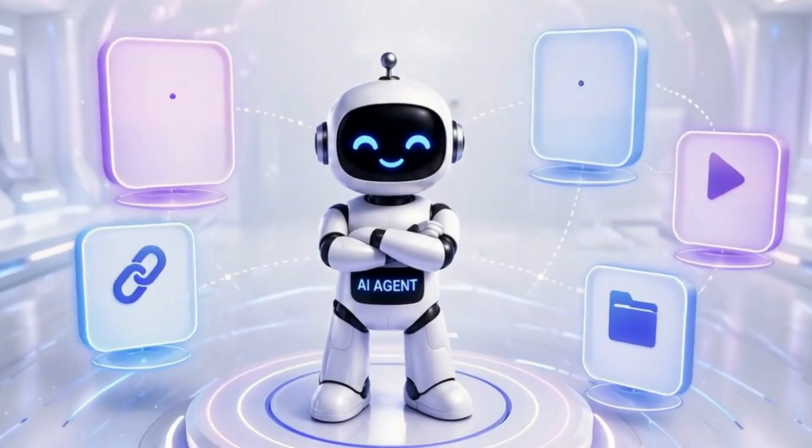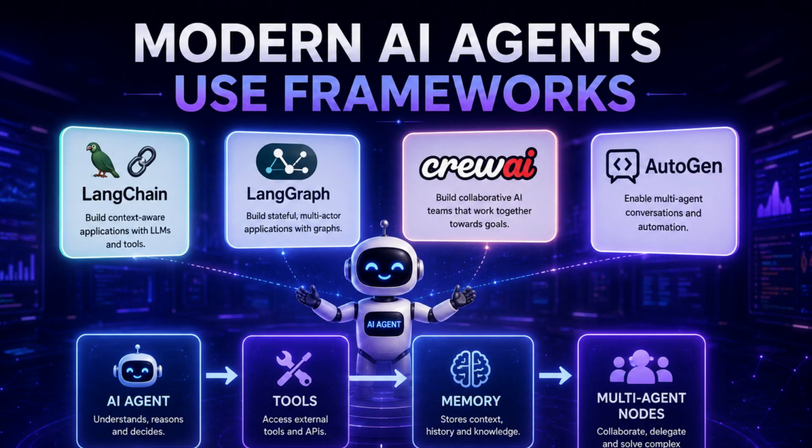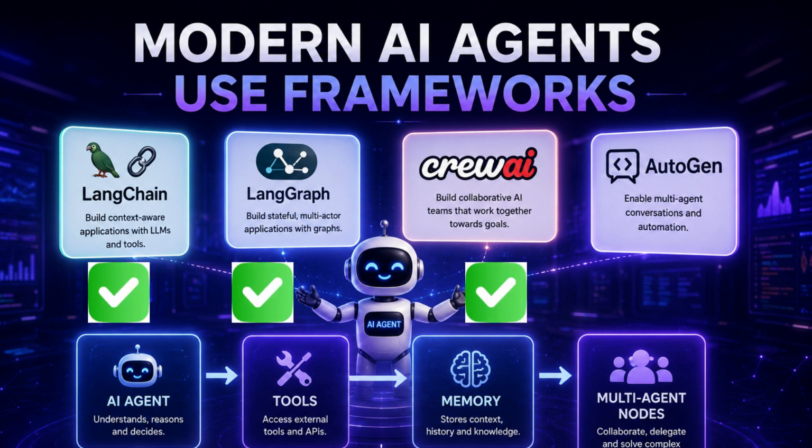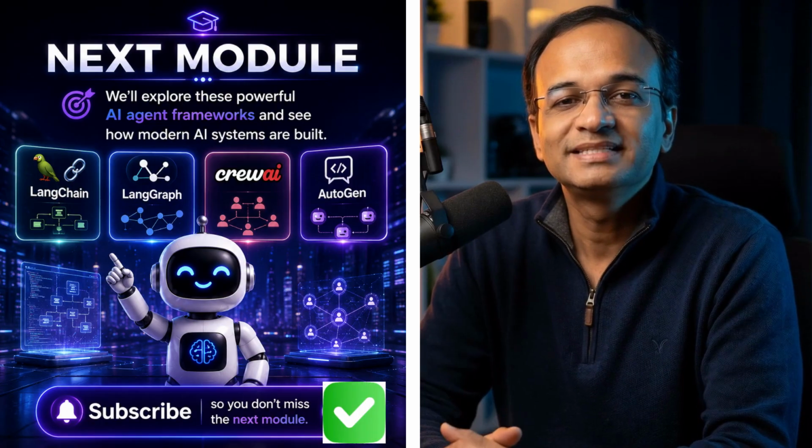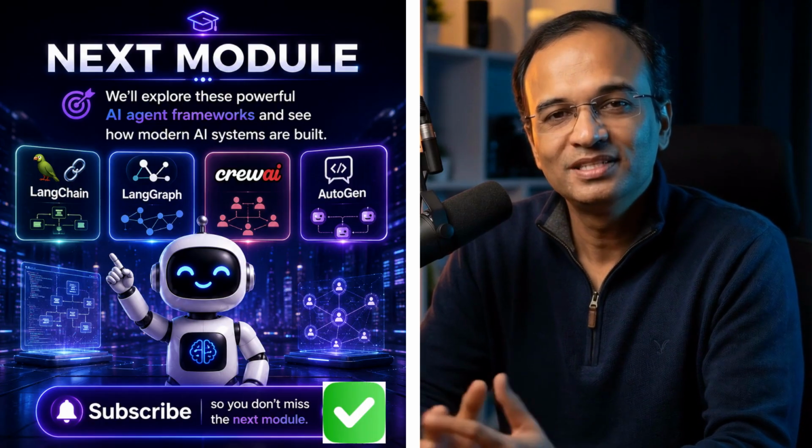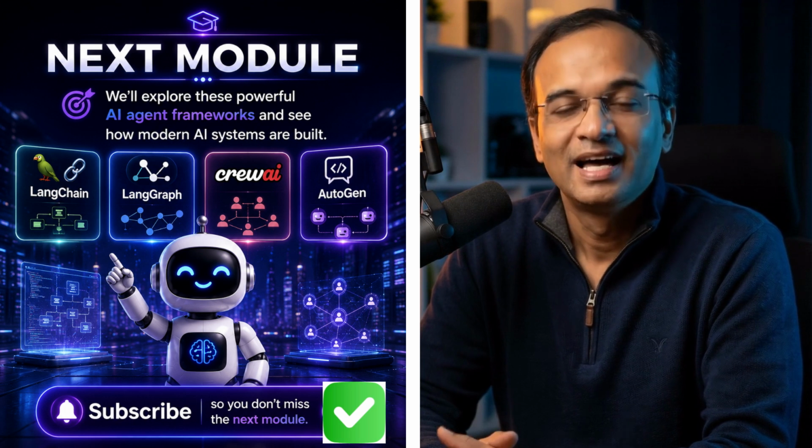Now you understand the foundations of AI agents. But real AI systems are built using powerful frameworks like LangChain, LangGraph, Crew AI, and AutoGen. In the next module, we'll explore these powerful AI agent frameworks and see how modern AI systems are actually built.